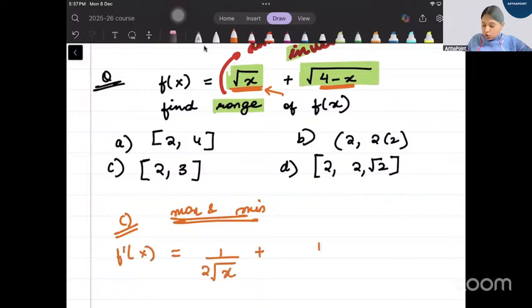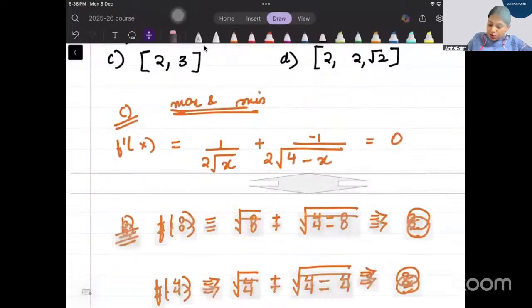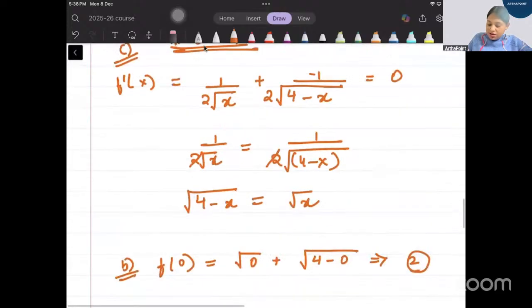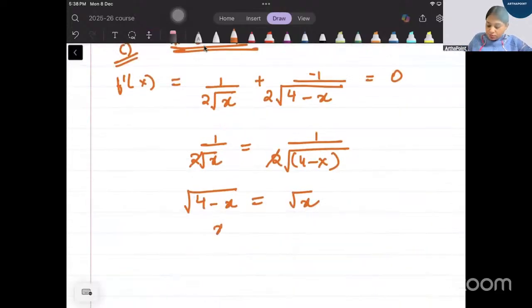For the derivative, you equate it to 0 and you get 1 by 2 root x is equal to 1 by 2 root of 4 minus x. 2 and 2 cancel out. So root of 4 minus x is equal to root x. So you square both sides, you'll get 2x as 4 and x will be 2. Okay, x will be 2.